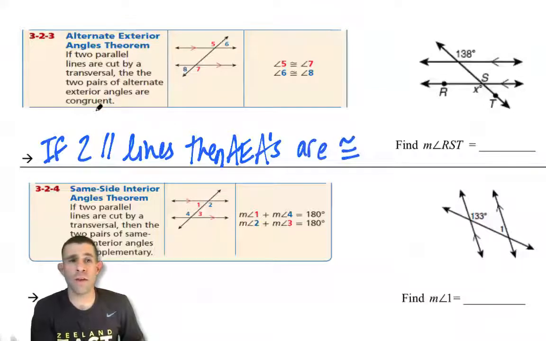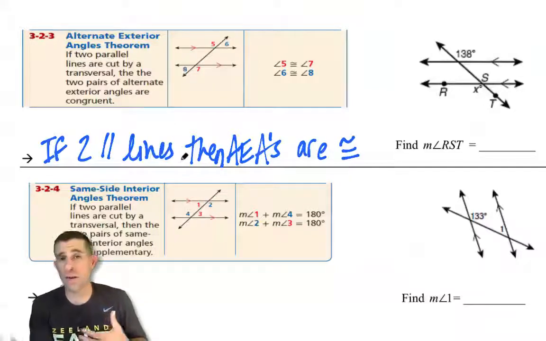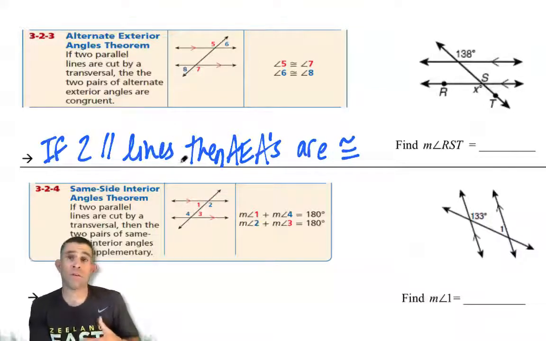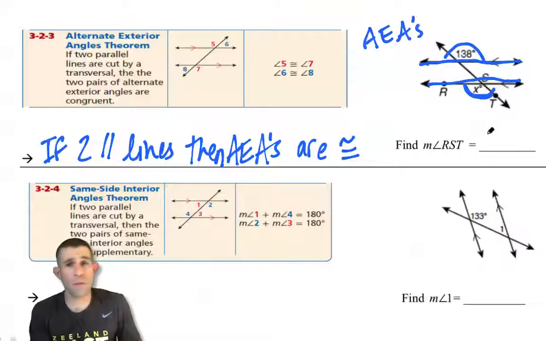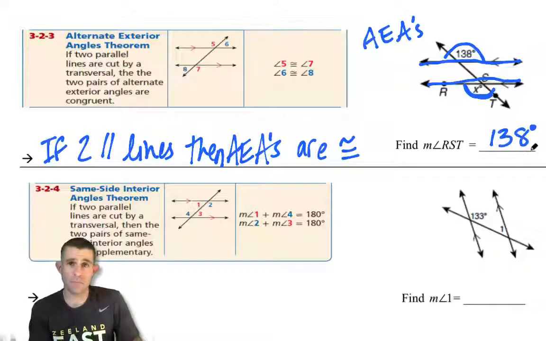So as you read through that, you see the same thing is true for alternating exterior angles as it was for alternating interior. So again, over here in our diagram, you see that we have these two parallel lines coming through because of the arrows on them. And this angle measure X here and this 138 are alternating exterior angles, and therefore they must be congruent to each other. So angle RST must also be 138 degrees.